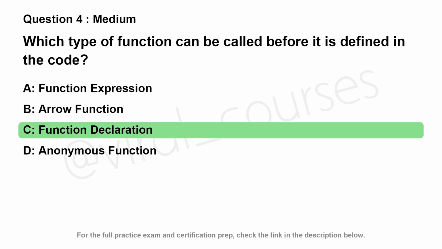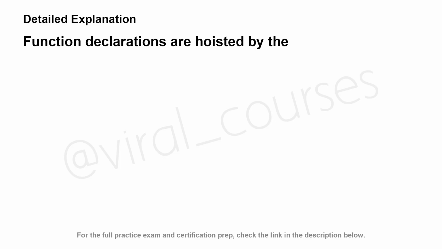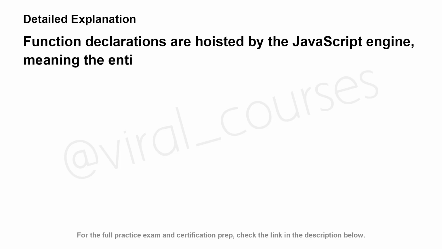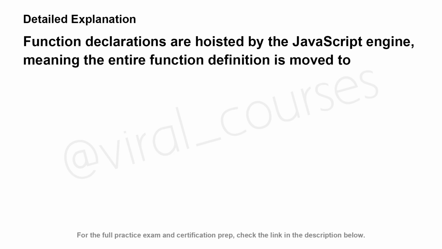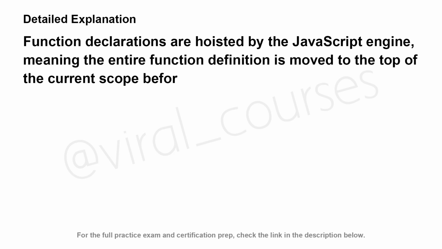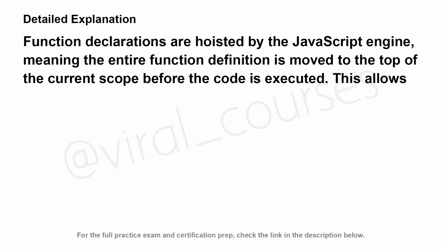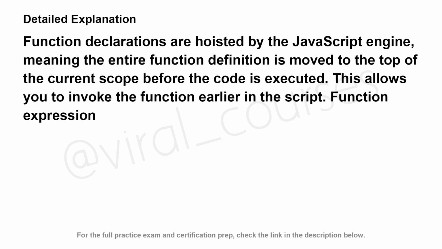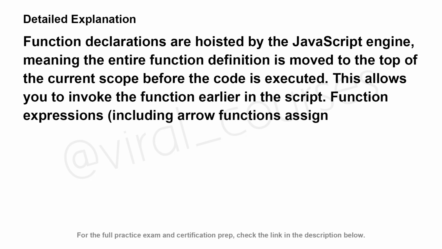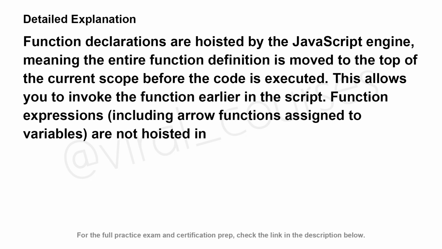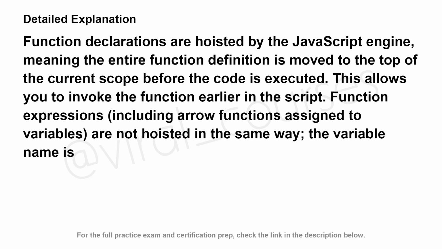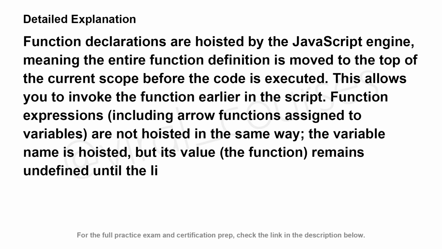The correct answer is C. Function declarations are hoisted by the JavaScript engine, meaning the entire function definition is moved to the top of the current scope before the code is executed. This allows you to invoke the function earlier in the script. Function expressions, including arrow functions assigned to variables, are not hoisted in the same way. The variable name is hoisted, but its value, the function, remains undefined until the line of assignment is reached.